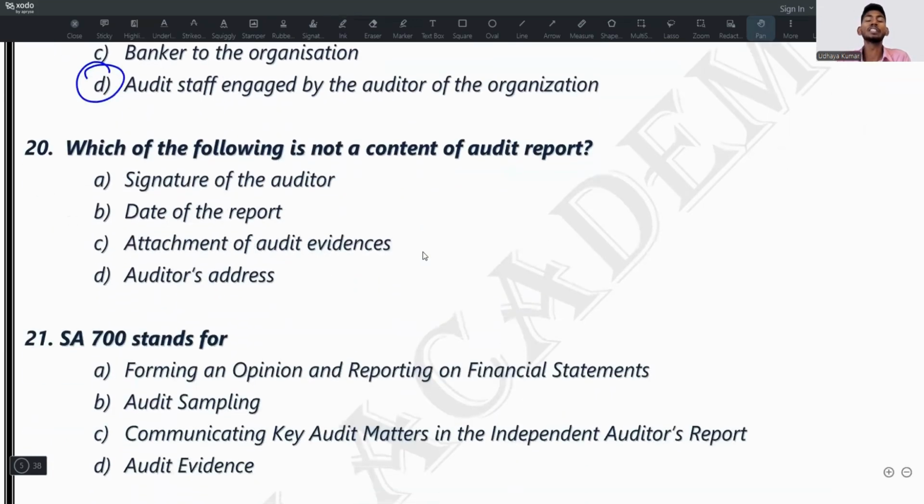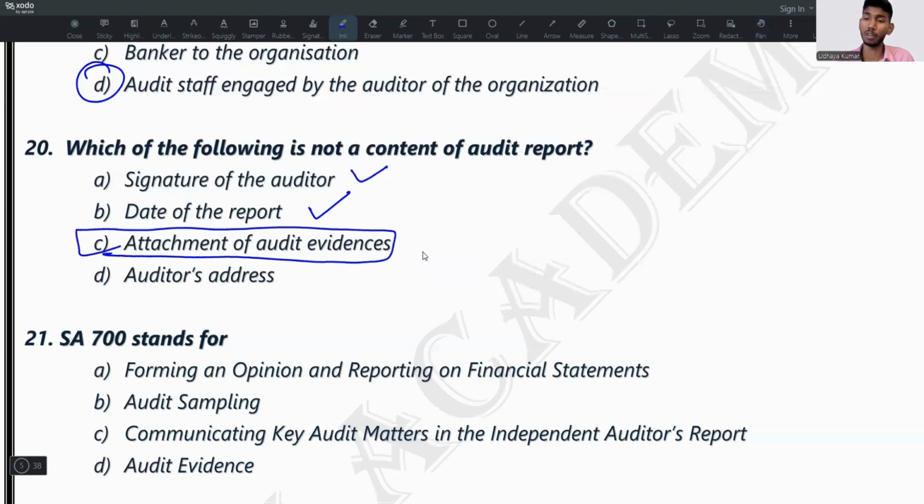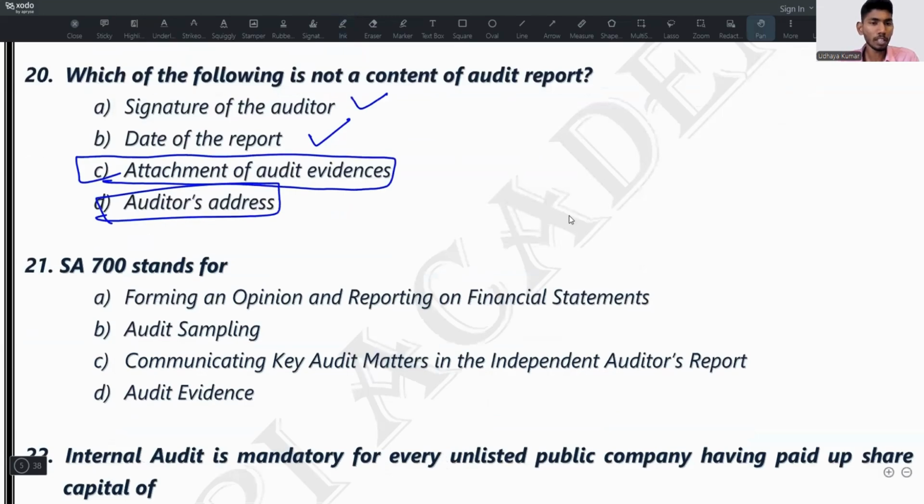Next question, question number 20. Which of the following is not a content of the audit report? Again, you must recollect the content of the audit report. Signature of the auditor comes under the content of the audit report. Date of the audit report also comes under the content of the audit report. Attachment of audit evidence: nowhere have we discussed the attachment of audit evidence. Another option is the auditor's address, which must be disclosed. So the right option is attachment of audit evidence.